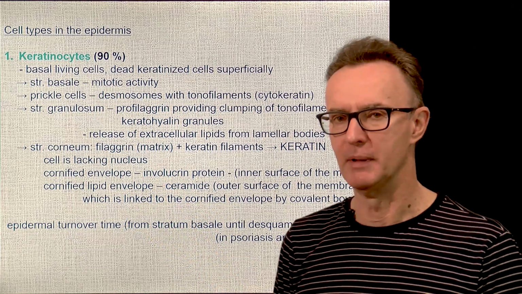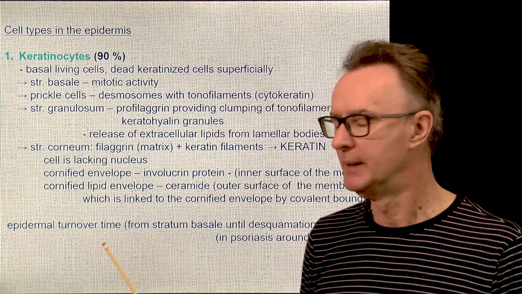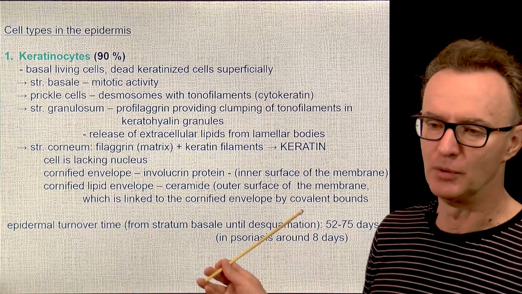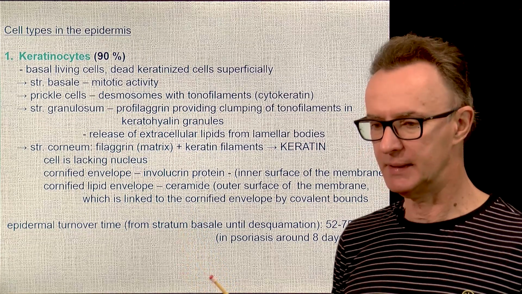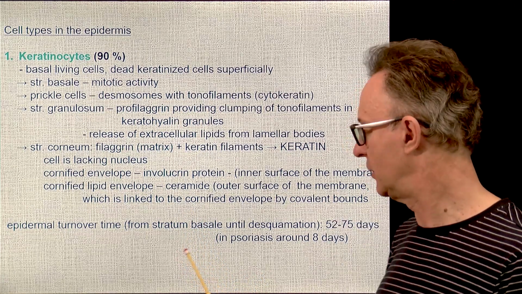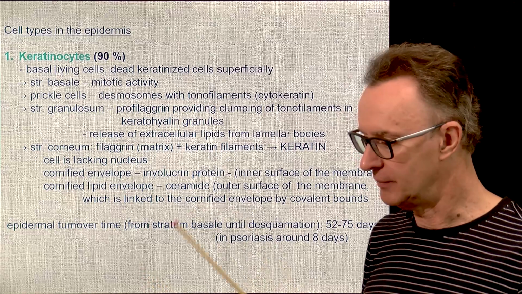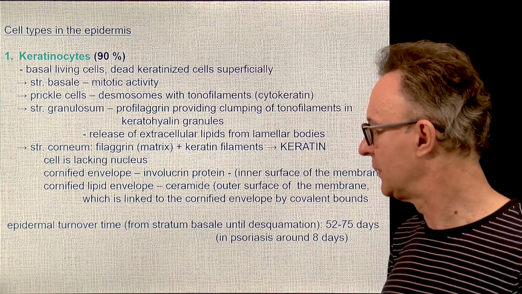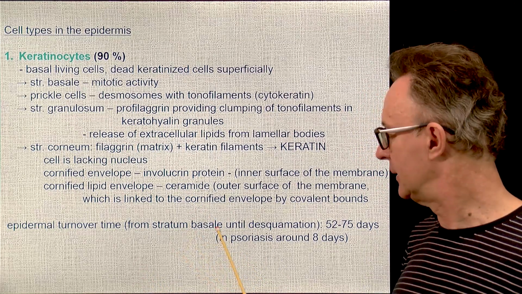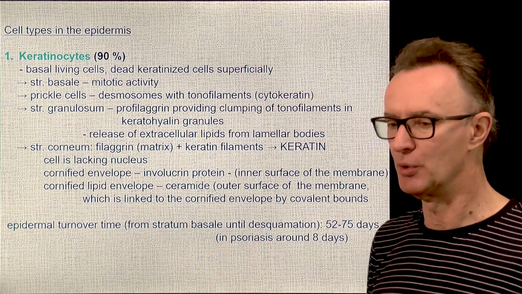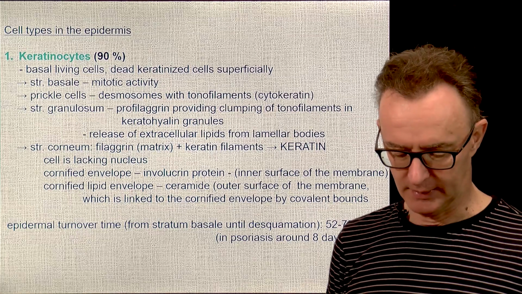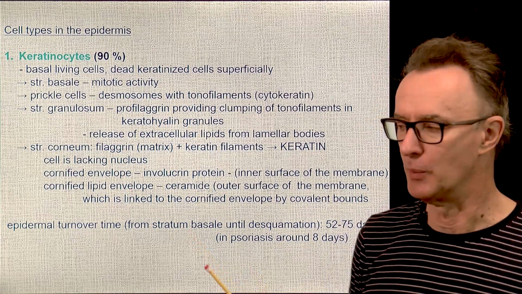Epidermal turnover can be interesting in some cases. Normally, it is between 50 to 75 days approximately. But in some cases, we have a much faster turnover and much faster desquamation on the surface, which is typical, for example, for this autoimmune disease called psoriasis, when the turnover is almost just 1 week.